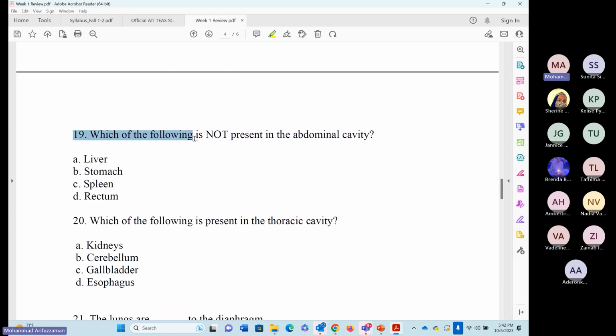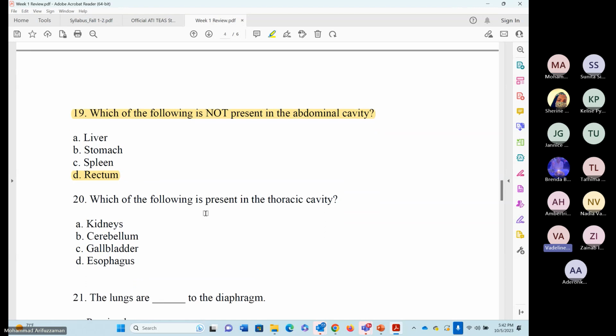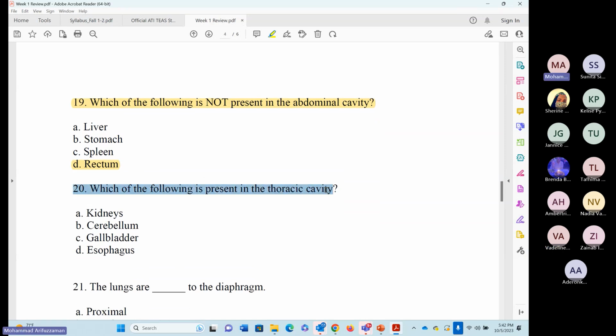Okay. Which of the following is not present in the abdominal cavity? The rectum. Yes, the rectum is not in the abdominal cavity. It lies all the way down in the pelvic cavity. Good. Which of the following is present in the thoracic cavity?